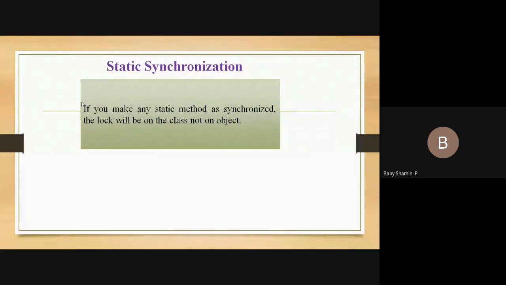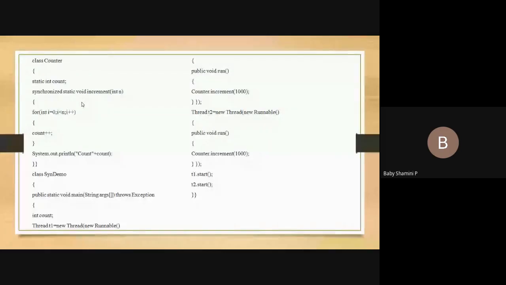Okay, so in the previous method, the lock is on the particular object. Here the total class is locked by the static synchronization method. So see the program.